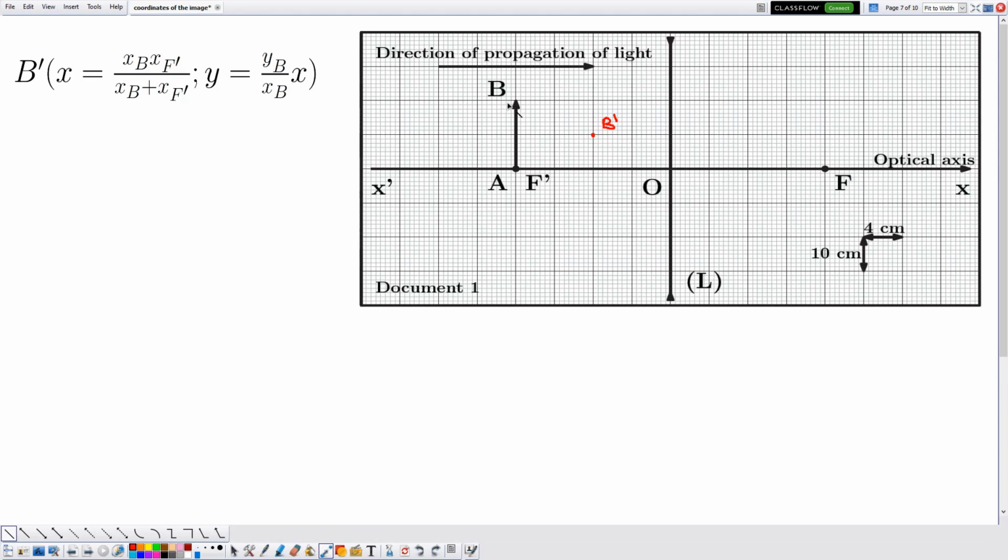So if you consider an incident ray issued from B parallel to the optical axis, because it's the case of a diverging lens, this ray will emerge as if coming from the image focus F prime, like this. And if you consider another one passing through the optical center, it will emerge without deviation.